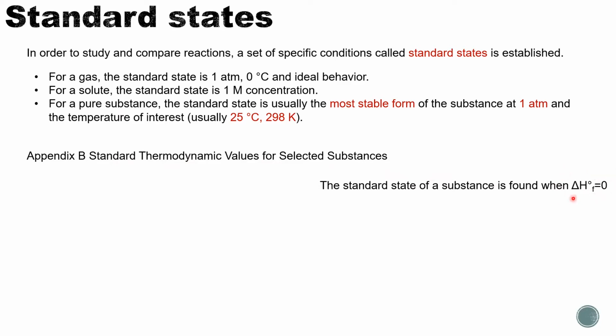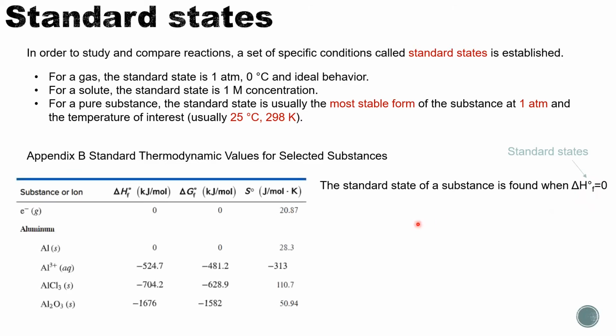The substance corresponding to the delta H°f equal to 0 is an elemental substance at the standard state. For the symbol delta H, superscript degree, subscript f, that degree means this is measured at standard states or standard conditions. Let's take a look at an example. Here's a screenshot of Appendix B. We have 4 different columns. The first one is the name of the substance or ion. The second is delta H°f, and then delta G°f, and S°. We'll only focus on the second column for now.